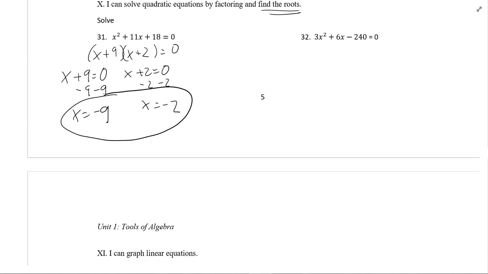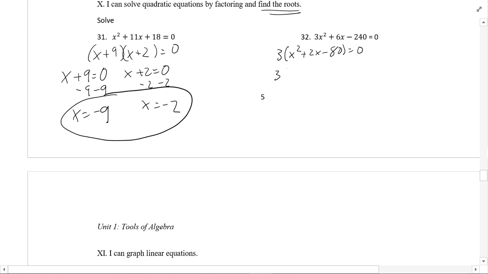All right, 32, again, is very similar, except the only difference here is we always start with our first rule of factoring, which means we have to factor out the GCF first. So there is a GCF in this case, which is 3. So I'm going to divide everything by 3, or I'm going to factor it out. So this is going to give me x squared plus 2x minus 80 equals 0.